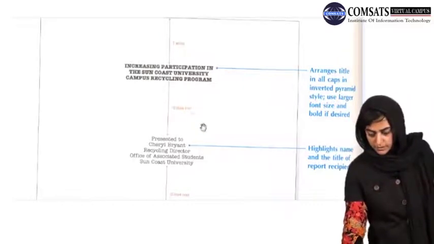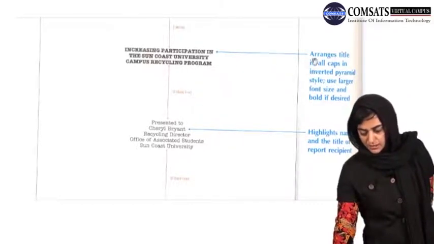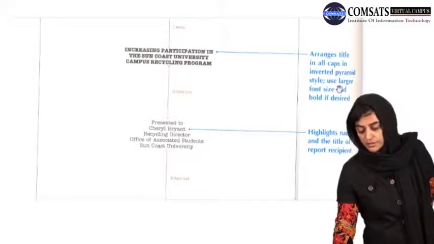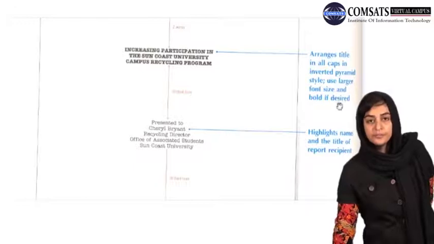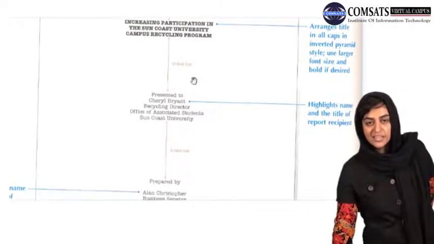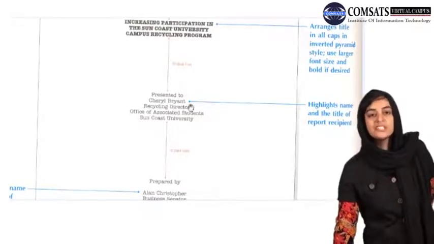Then, as you can see, dear students, on the slide, what is written in order to guide you on the side: arrange a title in all caps in inverted pyramid style. Pyramid, both pronunciations are correct. Use a larger font size and bold if desired. Then dear students, after leaving 10 blank lines, the next thing that should be mentioned on the title page is presented to. Who is the reader?